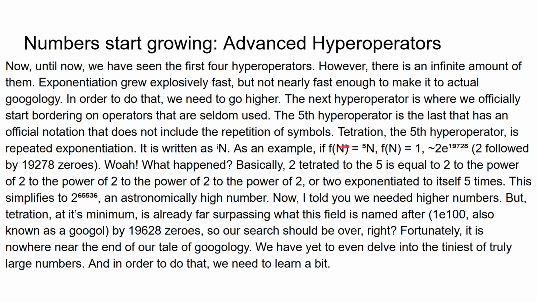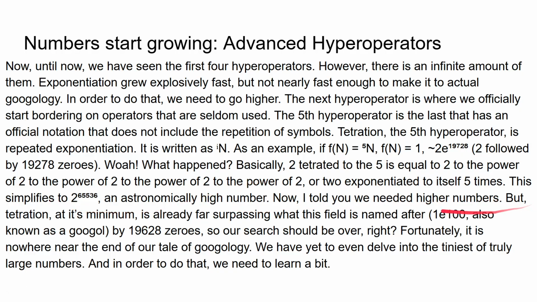And 3 tetrated to the 5 is a number that is non-calculable. I would have offered 5 examples, but it's non-calculable. It's 2 to the power of 2 to the power of 2 to the power of 2 to the power of 2. It's exponentiated to itself 5 times in the case that it's n tetrated to the 5. This simplifies to the 65,536th power, which is so astronomically high that it has 19,729 digits, including the 2. So yeah, it's a very, very high number.